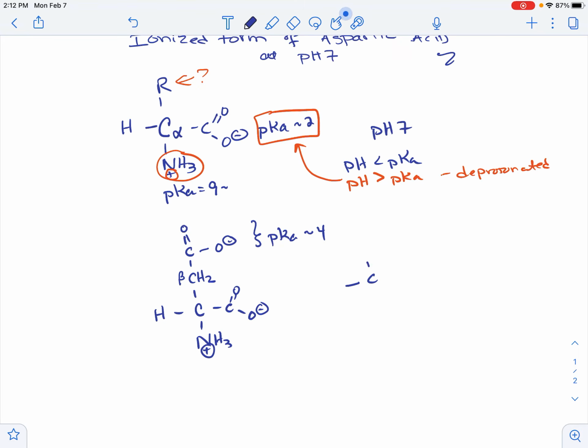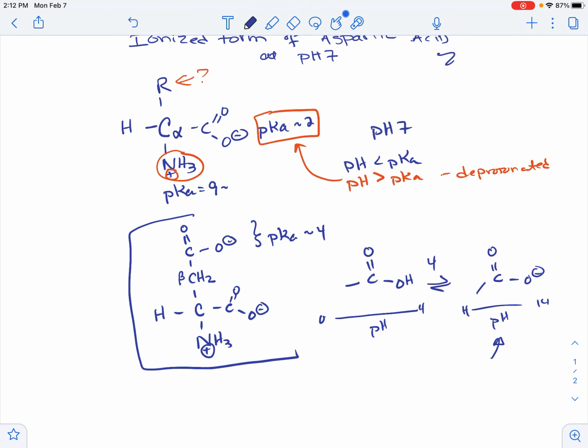So our choice is to have it either in the protonated state or in the deprotonated state. And because the pKa is 4, we know that when the pH is from 0 to 4, this is the form that will be in major concentration, and from 4 up to 14, this is the form that will predominate. So at pH 7, aspartic acid is going to have 2 negative charges and 1 positive charge, and the net charge will be -2 + 1 or -1.